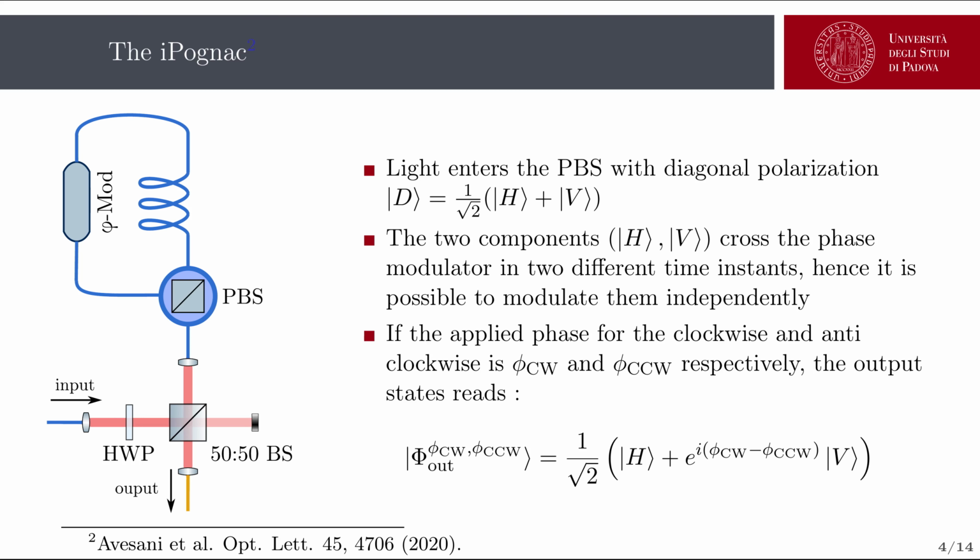That means that the light will be equally split in the clockwise and counterclockwise directions inside the loop. By varying the phase applied by the phase modulator at the two instants in which the two components of the light travel through it, we can apply a different phase to the horizontal and vertical polarization components. As you can see from the equation, we can actually generate with this system all the states on the equator of the Bloch sphere. So superpositions of horizontal and vertical light with equal amplitude and arbitrary phase.